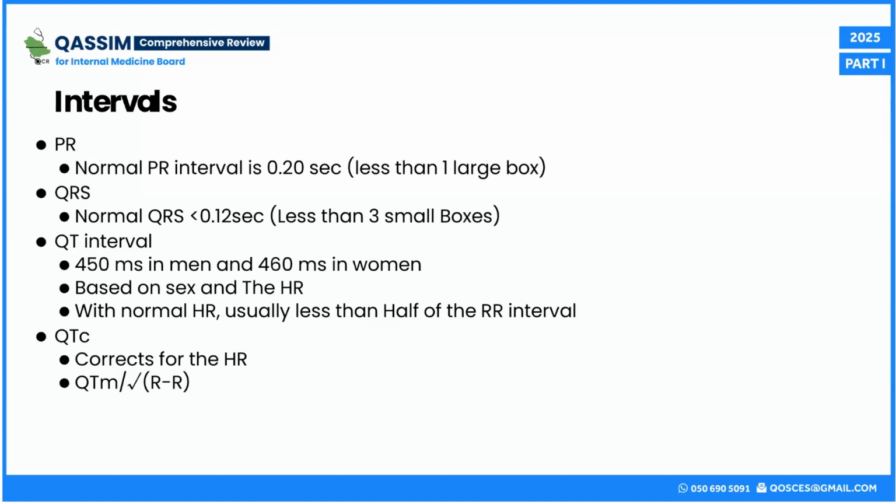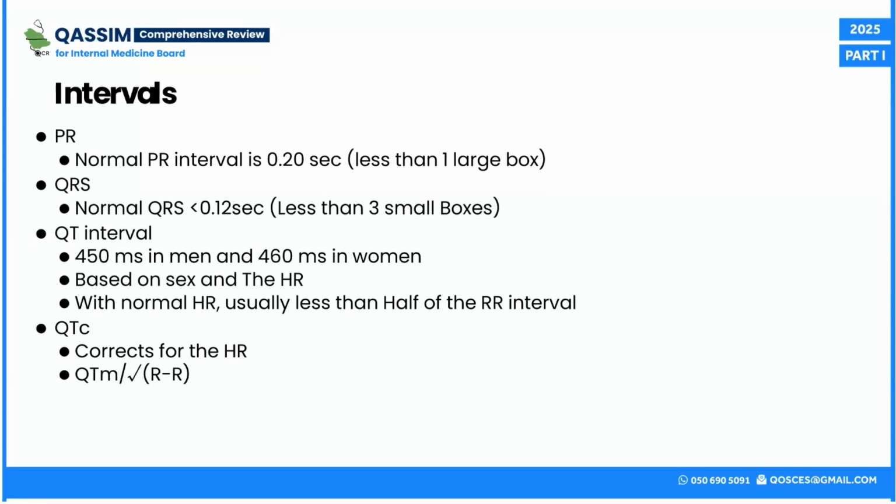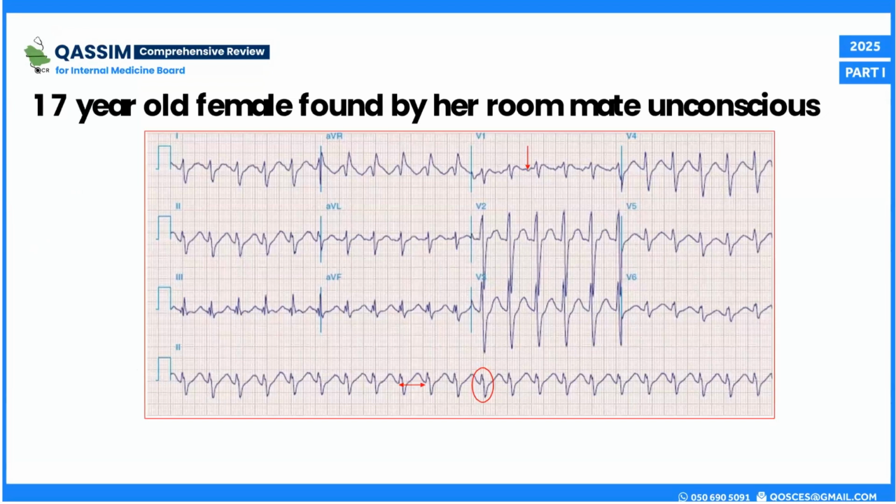So this is a case of a 17-year-old lady found by her roommate unconscious. If you look at this ECG, it shows a prolonged QT segment. Someone that is young and was found unconscious, think about malignant arrhythmia. You have your long QTs, you have your Brugada syndrome, and then you have your congenital heart disease that might explain it, your HOCM and your ARVC.